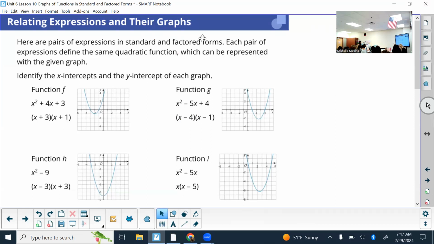Since there are 6 graphs and there's about 2 to 4 of you in every group, I'll give you 4 minutes to identify those parts of each function.